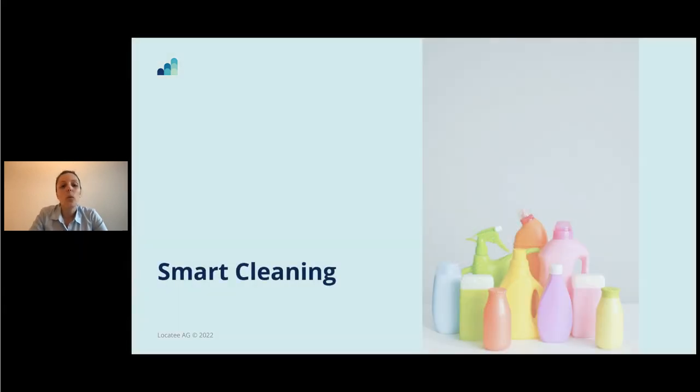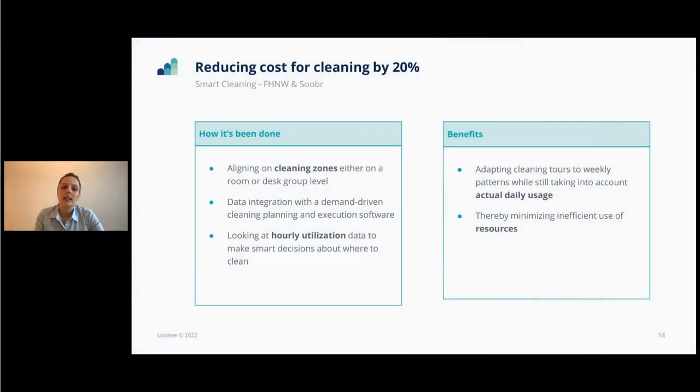We start now with the first use case, with smart cleaning. With smart cleaning, you can reduce your cost by 20%. Together with FNW and Zuber, we did the following.